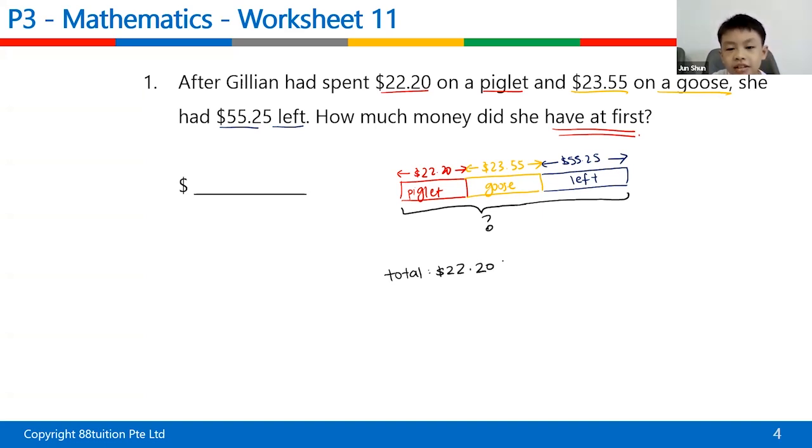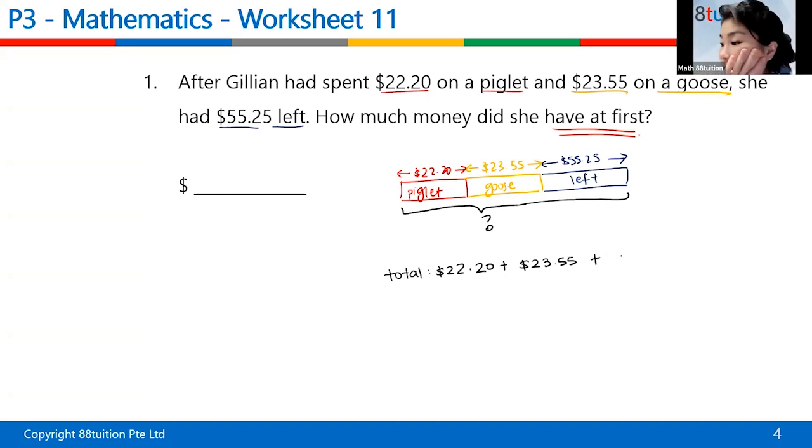$22.20 plus $23.55 plus $55.25. Very good. Okay, write this down.